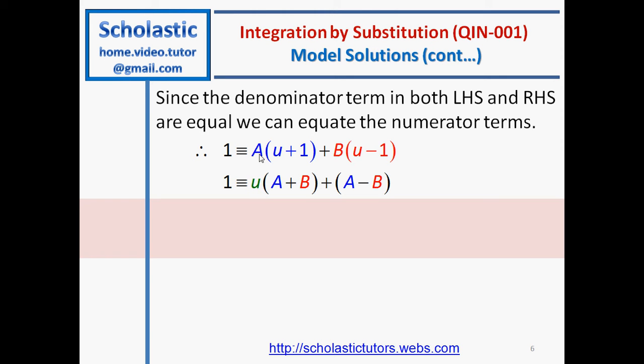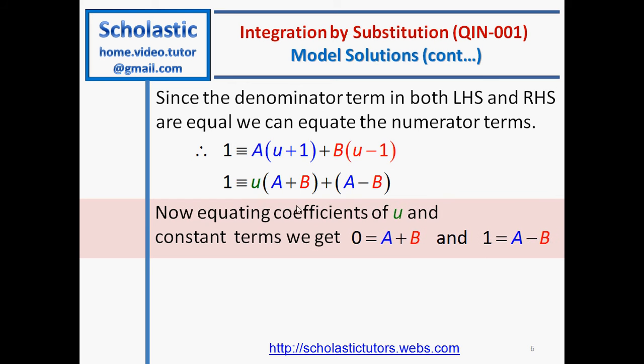The coefficient of u is a plus b, and the constant terms are a minus b. Now we equate the coefficients of u and the constant terms on the left hand side and right hand side. There is no u term on the left, therefore a plus b equals 0, and the constant term on the left is 1, therefore 1 equals a minus b.